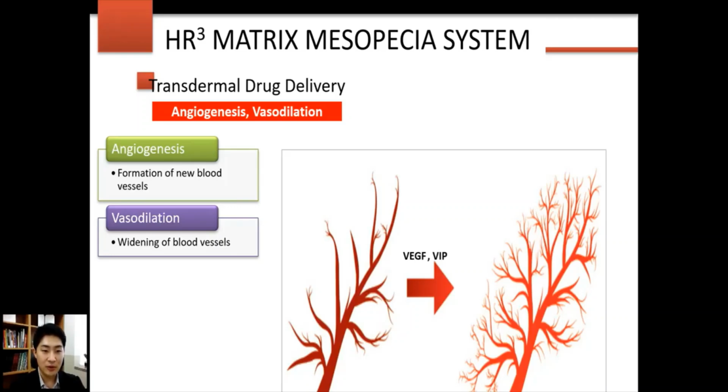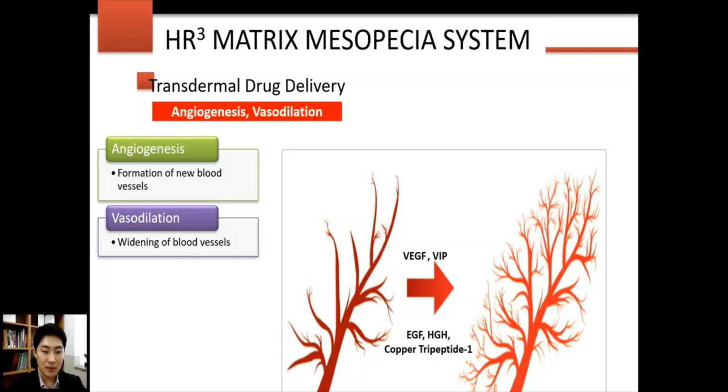VIP is one of the vasodilators which relax smooth muscle cells within blood vessel walls. When blood vessels dilate, the blood flow is increased due to a decrease in vascular resistance. These two peptides play a major role in increasing blood flow into the hair follicle.